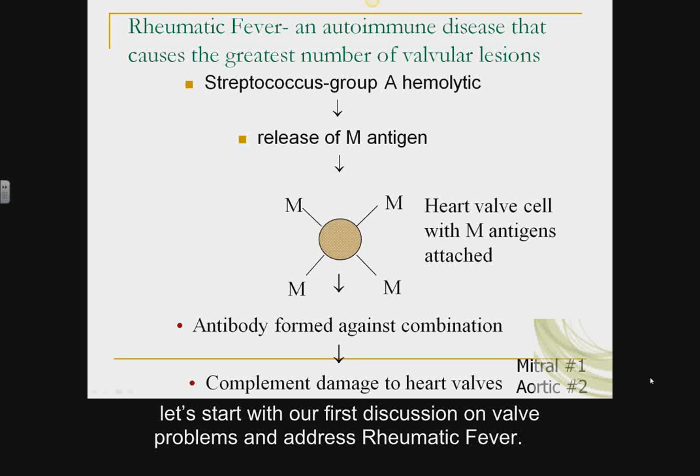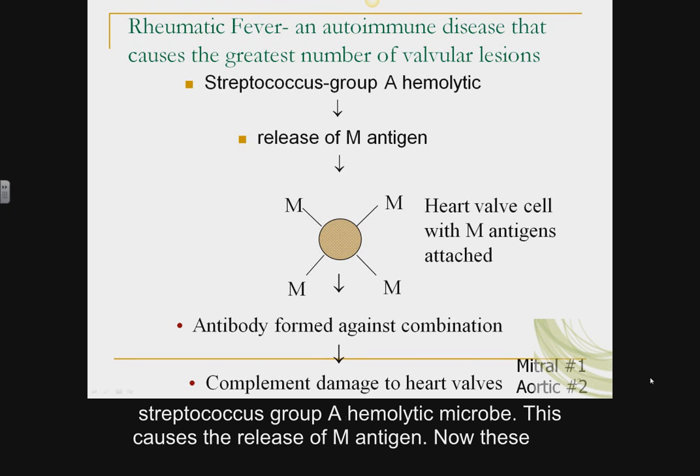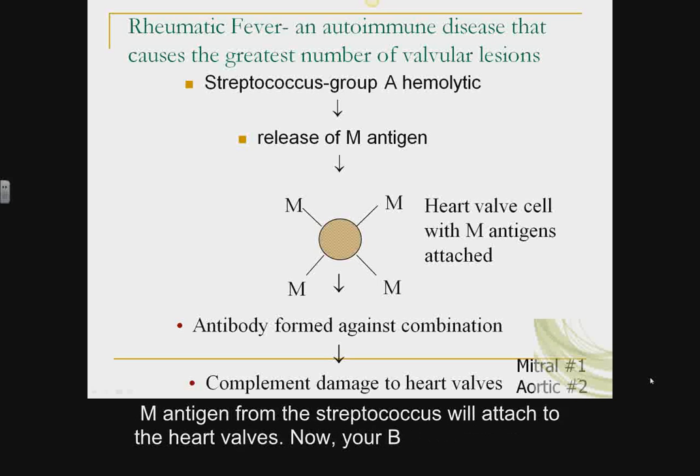Let's start with our first discussion on valve problems and address rheumatic fever. It is an autoimmune disease. Well, sort of. What happens is the patient gets infected with Streptococcus group A hemolytic microbe. This causes the release of M antigen. Now these M antigens from the Streptococcus will attach to the heart valves.